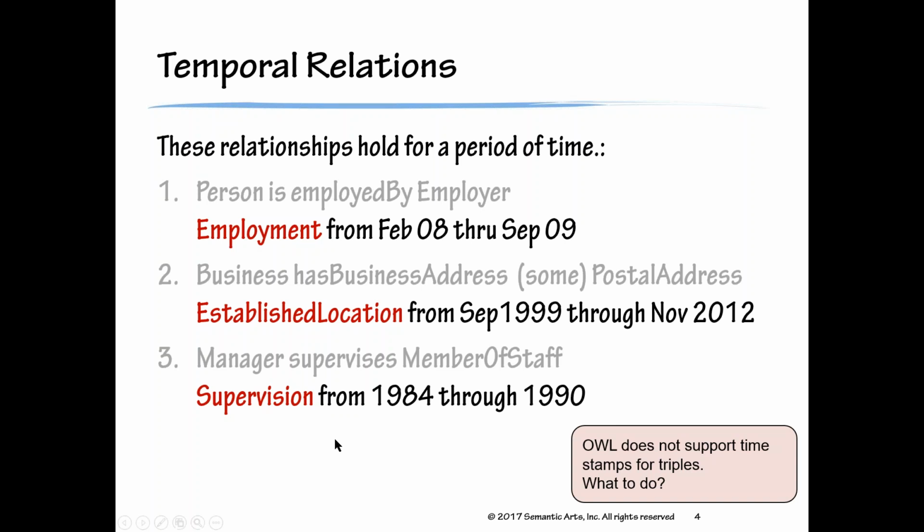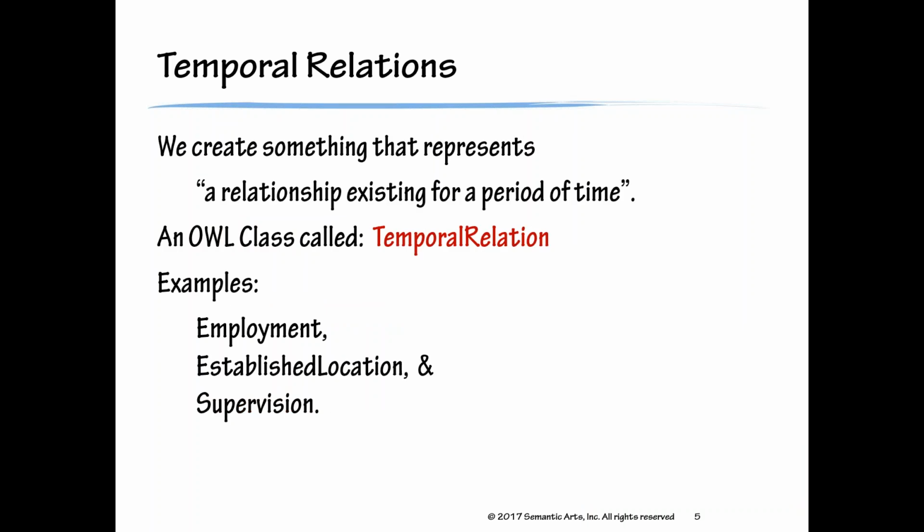Now it turns out that OWL does not support timestamps for triples. So the question is, how do you address this? What we do in GIST is have a class called temporal relation, and it represents a relationship existing for a period of time. So you're employed for a period of time, you reside at a place or have an official business address for a period of time, etc. And we create that as an OWL class.